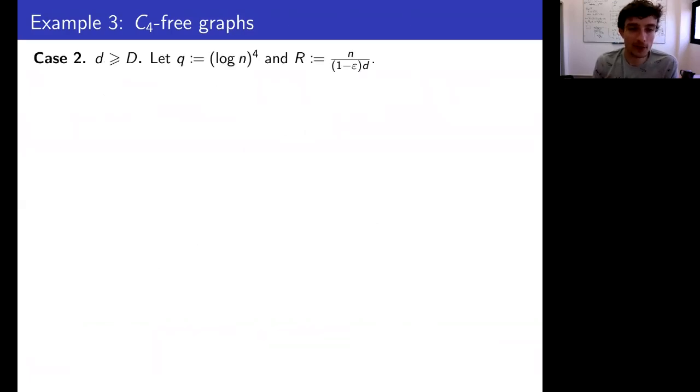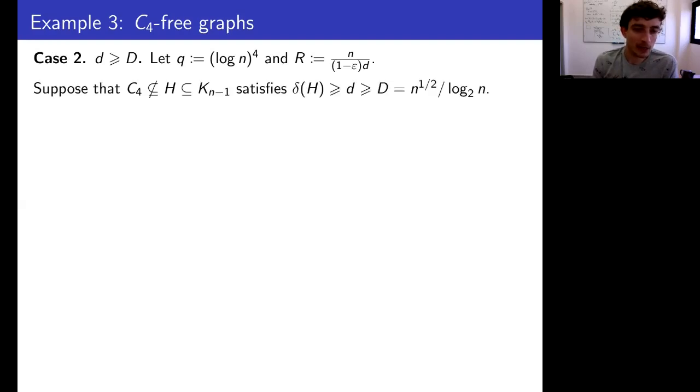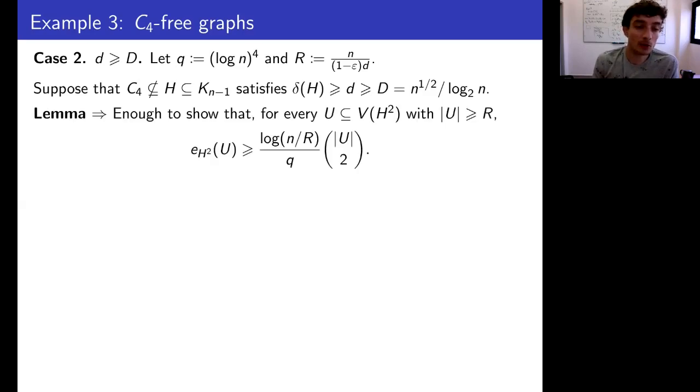So again, this is the setup. Q is log n to the 4, r is n over d. And our H is a C4-free graph on n vertices whose minimum degree is at least d. Now, by the lemma, we only need to show that every set of size at least r has density at least log n over q. How do we do this?